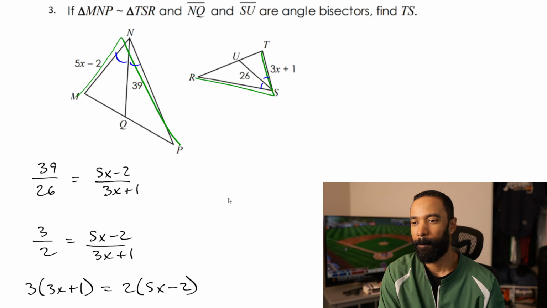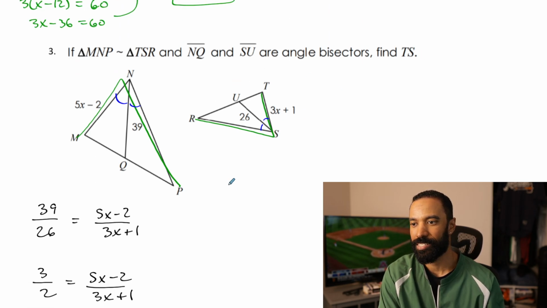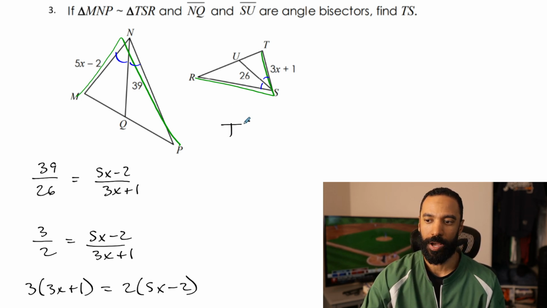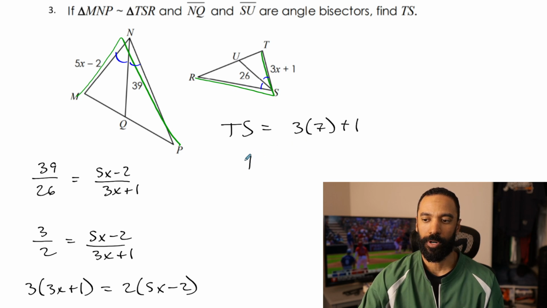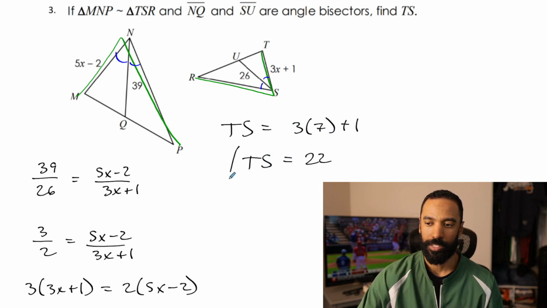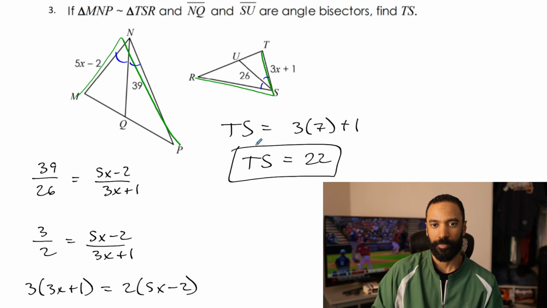But they said find the length of TS. So if x equals 7, we're going to do 3 times 7 plus 1. Always answer the question being asked. And if there were some sort of units, we would use them. There aren't. 21 plus 1 is 22. That's the length of TS.